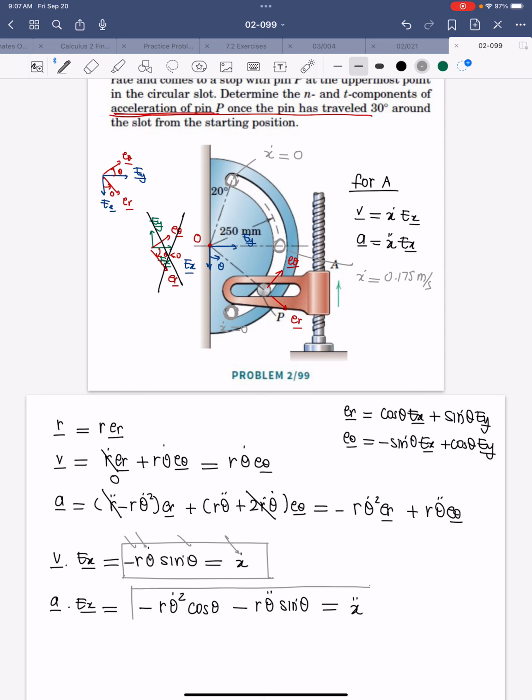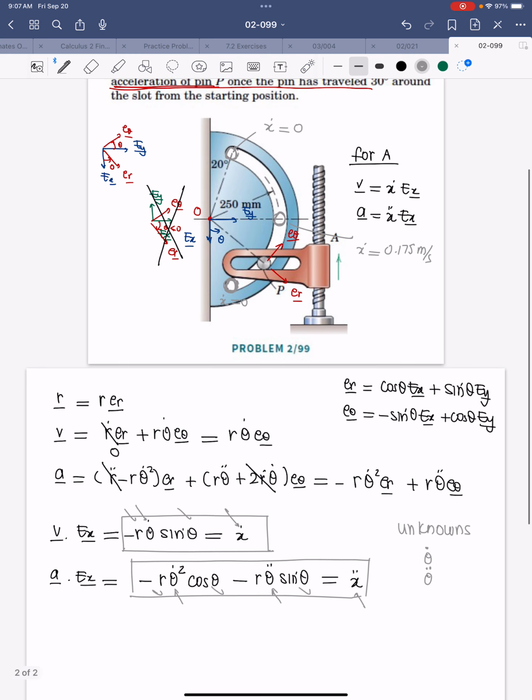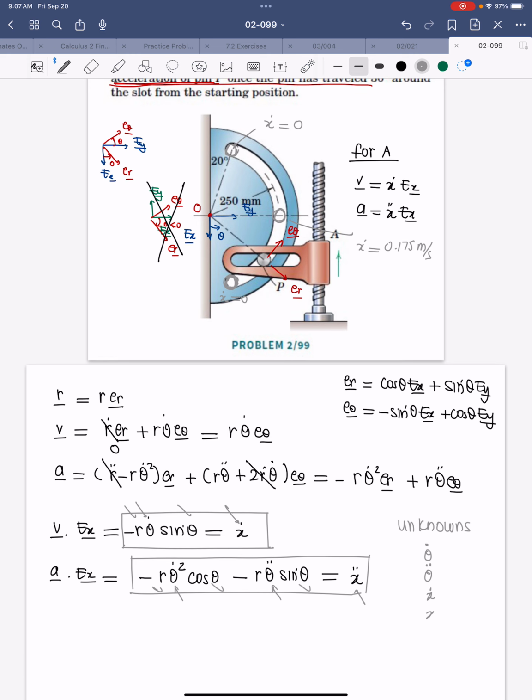Okay, and that's another equation. Let us count what's known and what's unknown. R is known, theta dot again is an unknown, theta is known, theta double dot is an unknown, theta is known, and x double dot. So our unknowns are many: theta dot, theta double dot, x dot, and x double dot.